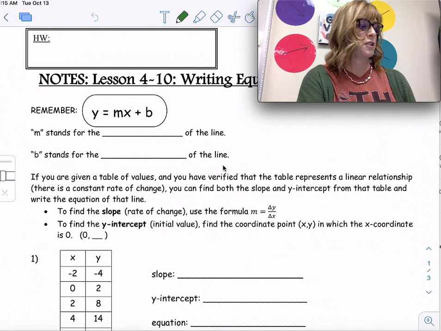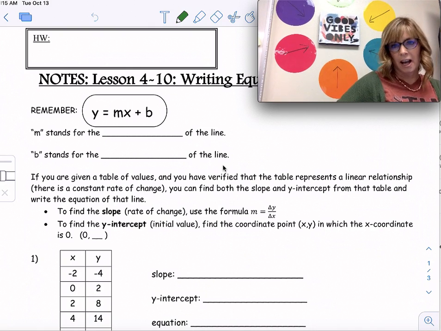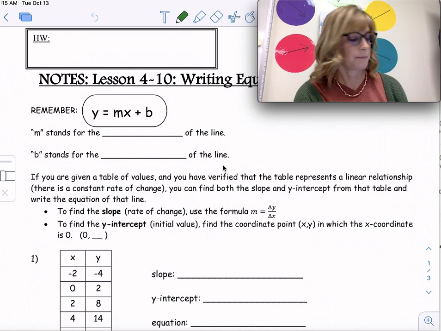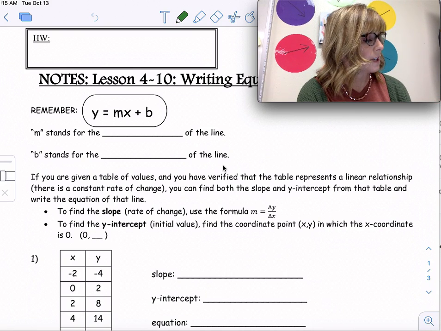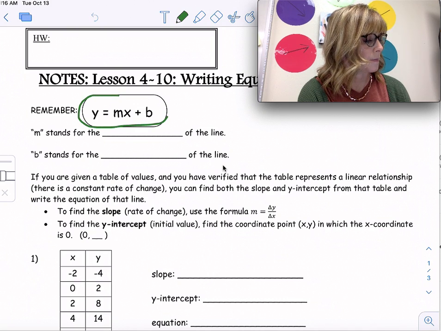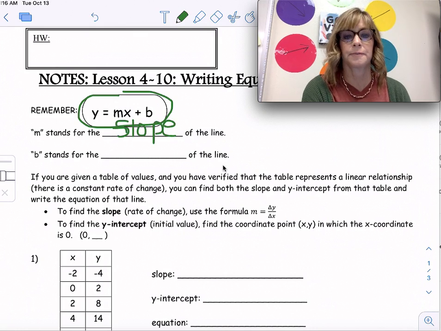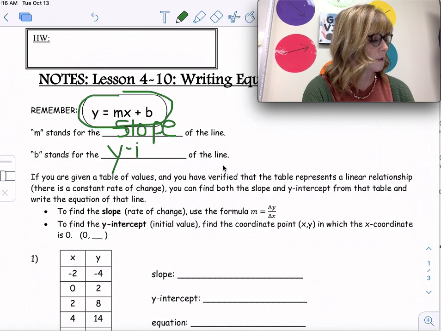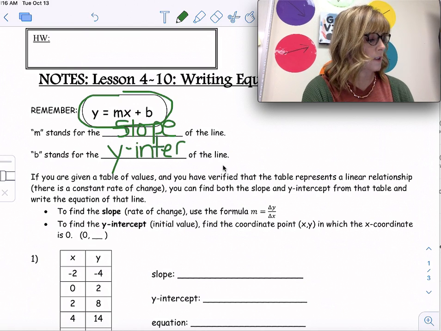Today I'm going to go over with you writing the equations from a table, finding the slope and the y-intercept. So remember, the equation for slope-intercept form is y equals mx plus b. And m stands for the slope of the line, and the b stands for the y-intercept. And that's where the line crosses the y-axis.